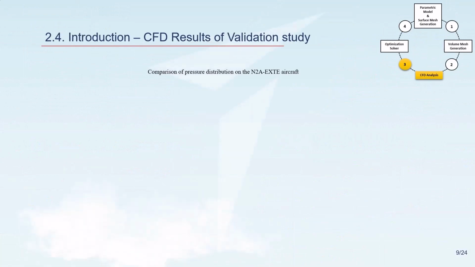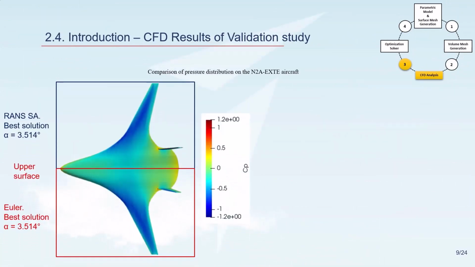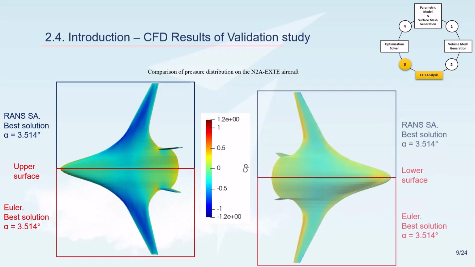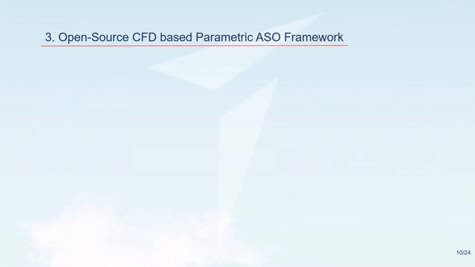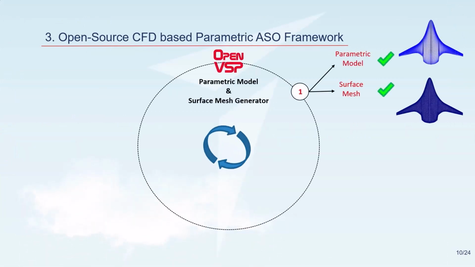If we look at the pressure distribution on the aircraft, on top you can see the Navier-Stokes results and below the Euler results. You can see both approaches are very similar to each other. To reduce the computational cost of optimization, we will continue with the Euler approach. Up to this point, the first 3 steps of the cycle are completed.